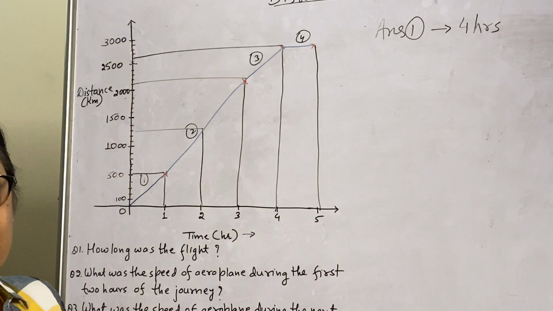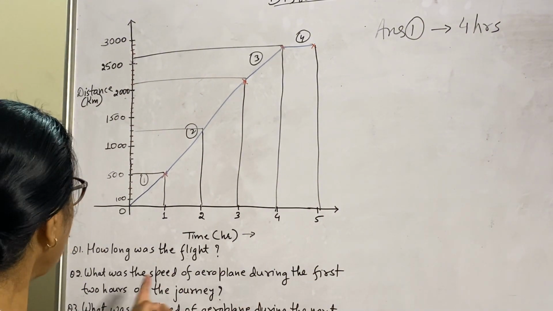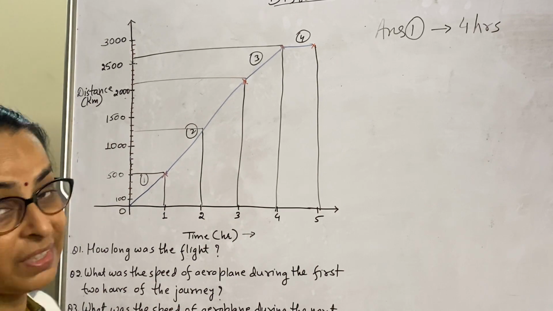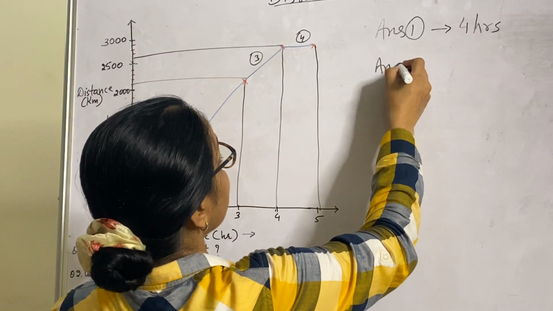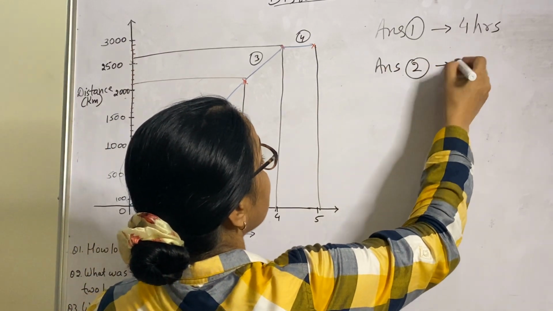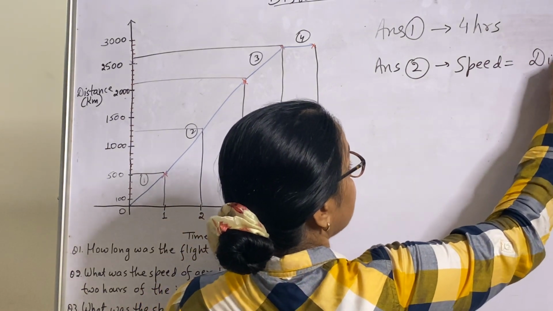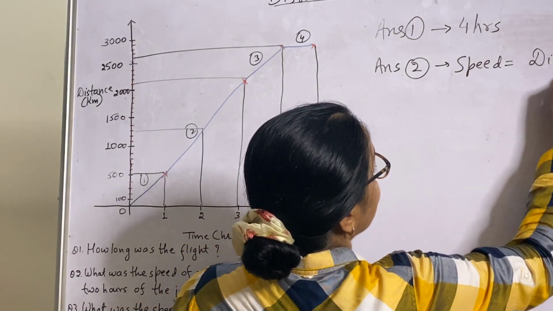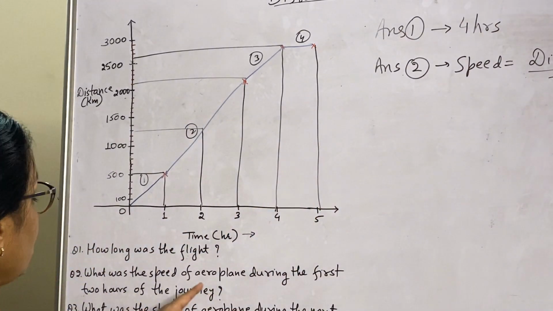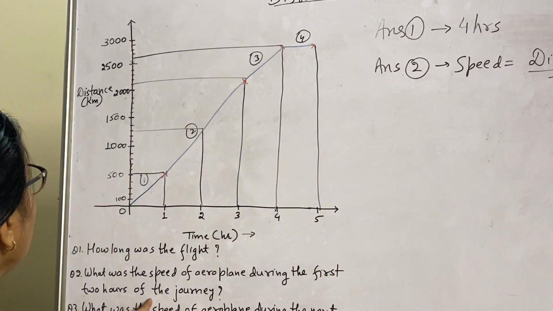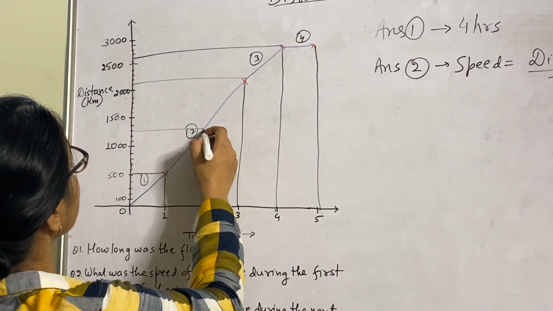Now, the second question is: what was the speed of the aeroplane during the first 2 hours of the journey? Here, what is speed? Speed is distance divided by time. Correct. So in the first 2 hours of the journey, how much distance is covered? In the first 2 hours, so here you see.